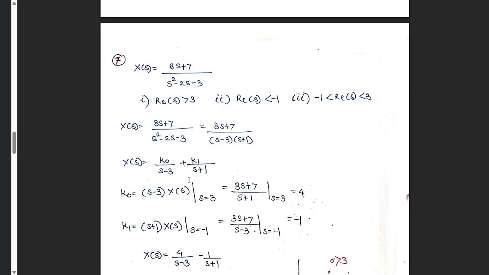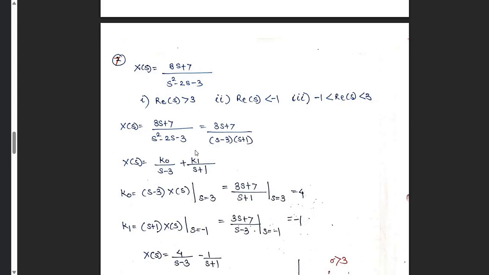Now let us use the conditions they have given, and accordingly let us simplify. Here it is a simple numerical, not any particular system we are designing. So the expression given is X(s) = (3s + 7)/(s² - 2s - 3), and the region of convergence conditions are: first, Re(s) greater than 3; second, Re(s) less than -1; and third, the range -1 to 3. Now for all the three cases we will solve.